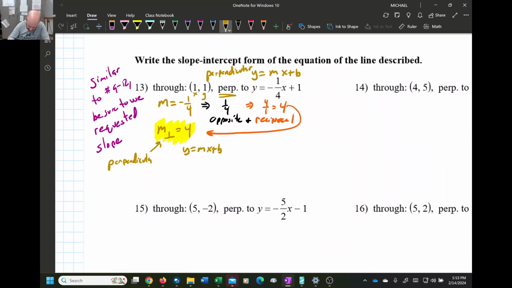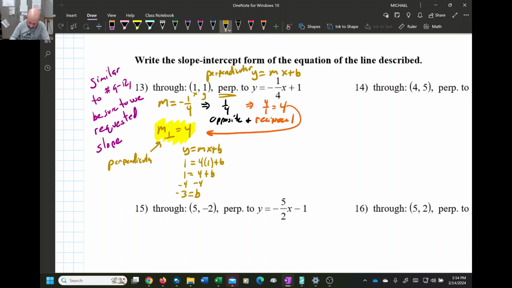Ooh, same numbers again. That makes it easier. 1, that's the y. Slope is 4 times 1 plus b. 1 equals 4 plus b. Little algebra to solve. Negative 3 is equal to b.